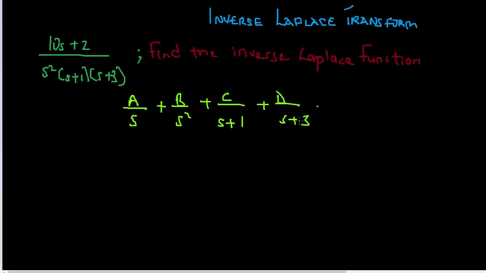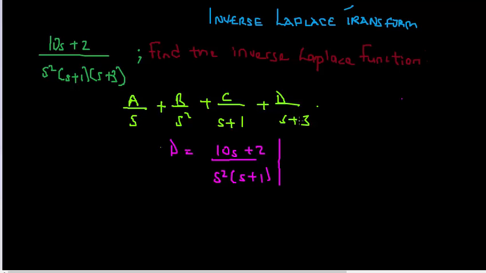Now this is what happens in the cover up rule. To get D, I'm going to be starting from D. D becomes equal to, let's solve for D. So D is equal to, I have my 10(s plus 2) over s squared into bracket s plus 1. Now what you do is that if you want to solve for D, in the main equation remove the denominator of D, which is s plus 3.